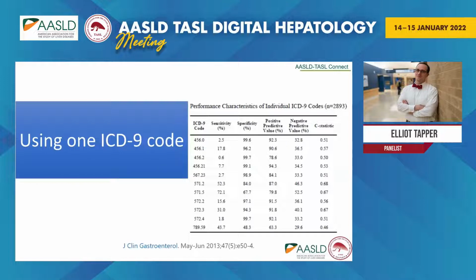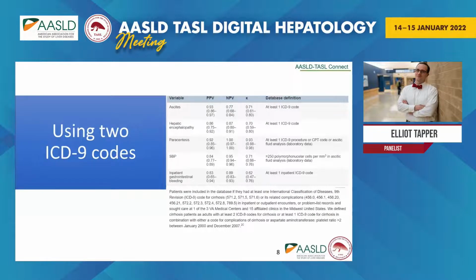Now, if you used one ICD-9 code, you could identify patients with, for example, varices, 456.0 up at the top, with a sensitivity of 2.5% and a specificity of 99.6%. And so this is instructive because it's very important to know that if you are describing the outcomes of people who have this condition, it is highly specific, but it cannot really tell you about the general population burden of this condition, because obviously it's missing many, many people that have this condition owing to its poor sensitivity.